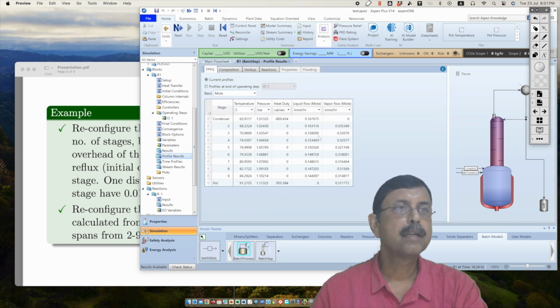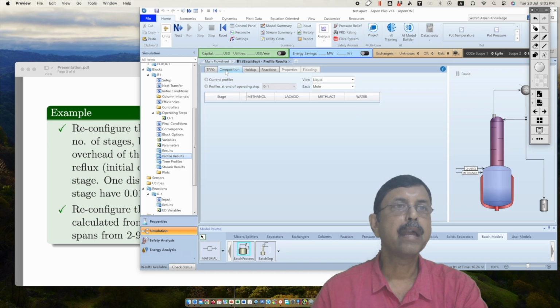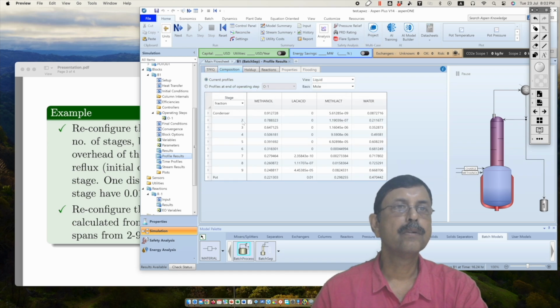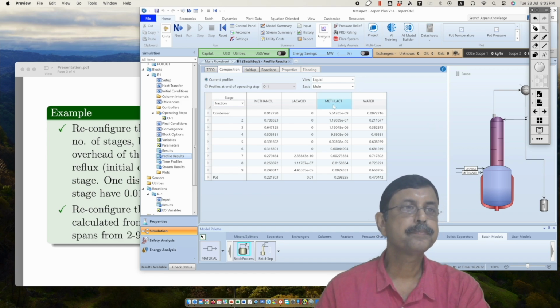And these are the profile results. We find the profile, temperature, pressure, heat duty, everything is visible over here. The composition at various stages we find over here. Okay.